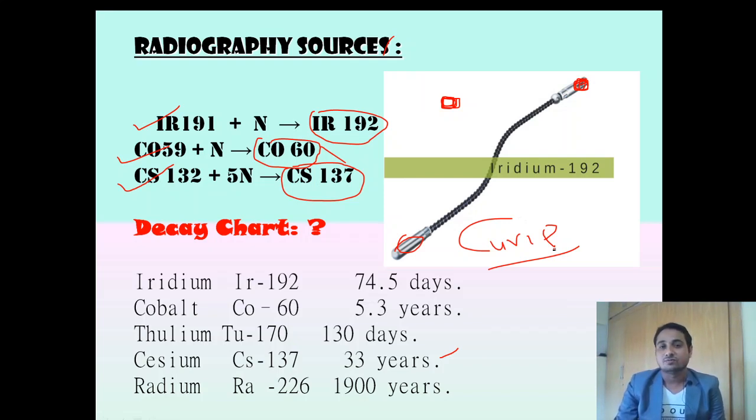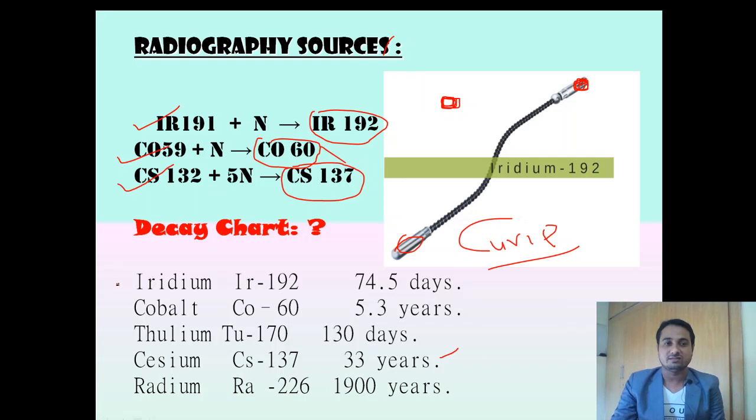If I purchase one source having a strength of 20 Curie, and after one half-life, for iridium it's 74 days, after 74 days 20 Curie will become 10 Curie. In the next 74 days the 10 Curie will become 5 Curie. So that is a half-life.